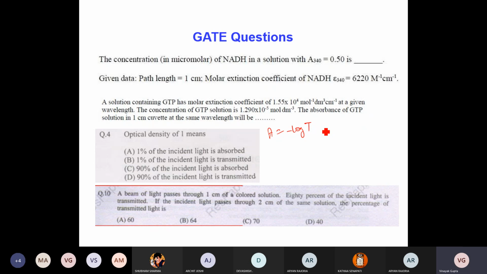So here, optical density is 1. That means absorbance is 1. Okay, so minus log T is equal to 1. That means log T is equal to -1. So T will be 10 to the power -1. That means 1 by 10. If we convert this into the percentage, T will be 10%. Transmittance is 10%. That means 90% of the light is absorbed. Got it, right? Yes. C is the answer.